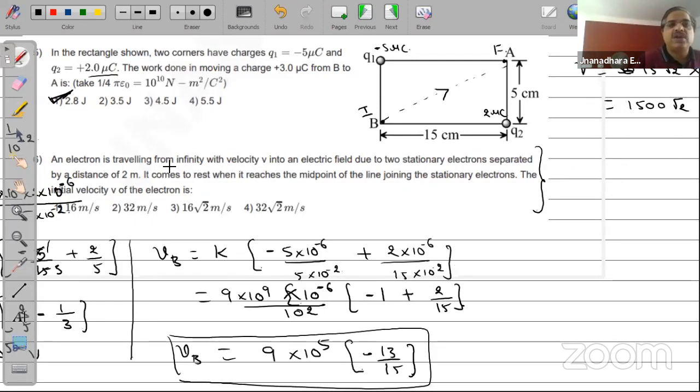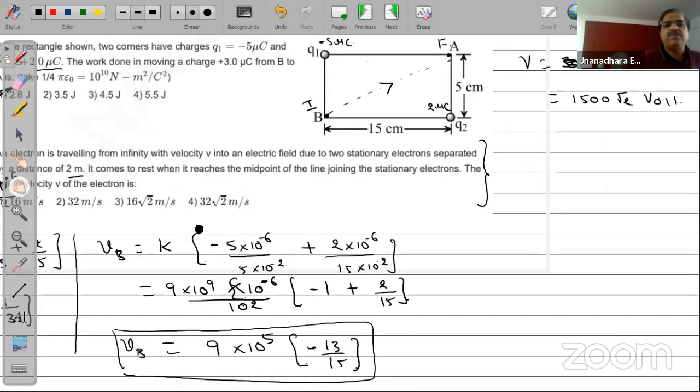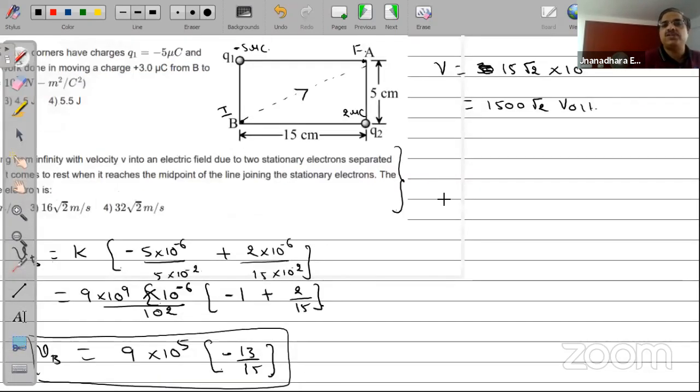An electron is traveling from infinity with a velocity v into an electric field due to two stationary electrons separated by a distance of 2 meters. Okay, it comes to rest when it reaches the midpoint of the line joining the stationary electrons. The initial velocity of the electron is a nice question, very nicely can be done. We had actually looked at the conservation of energy. We'll be using that idea here. Are you all with me? Are you all following?